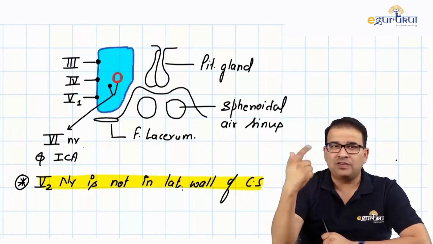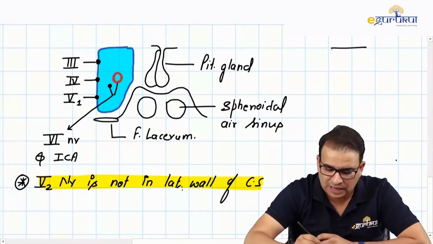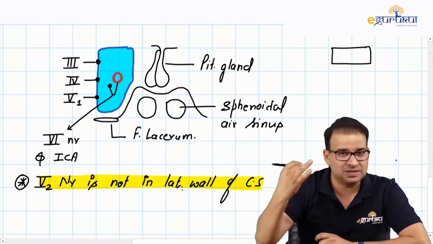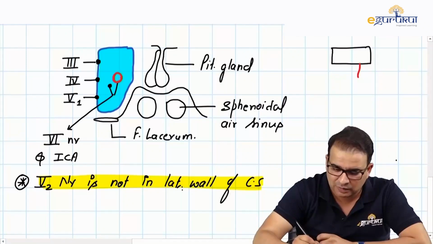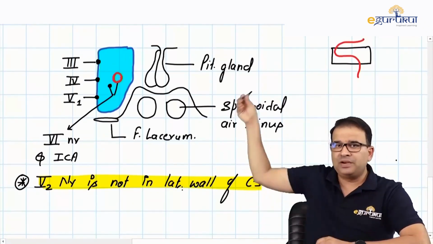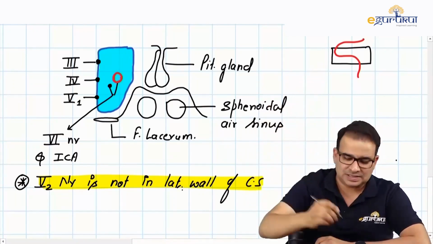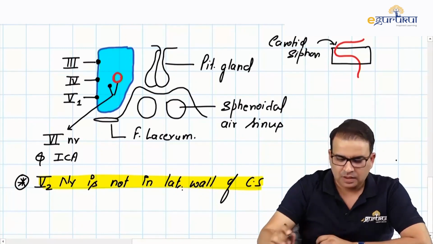Now, what's the point of having a carotid siphon? Why is the internal carotid artery making a carotid siphon? If you look at cavernous sinus from the lateral view, a side view of the cavernous sinus, the internal carotid artery will run something in this fashion. And this loop of internal carotid artery is called the carotid siphon. This is called the carotid siphon.